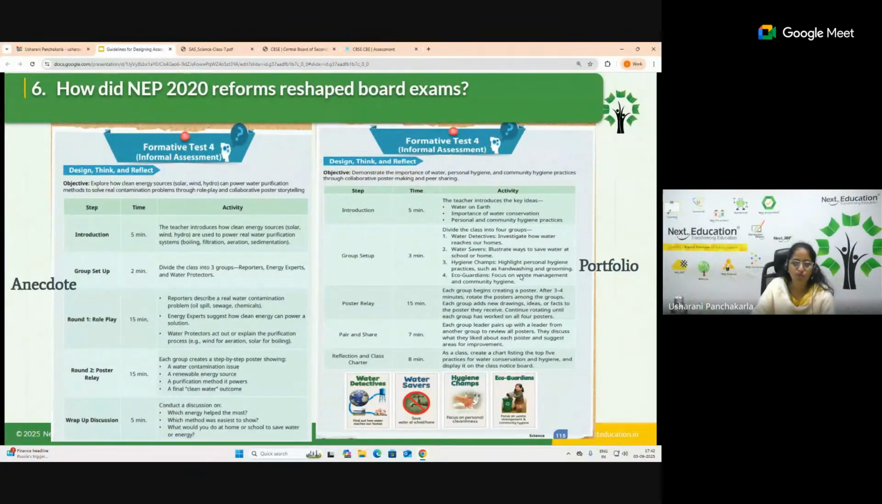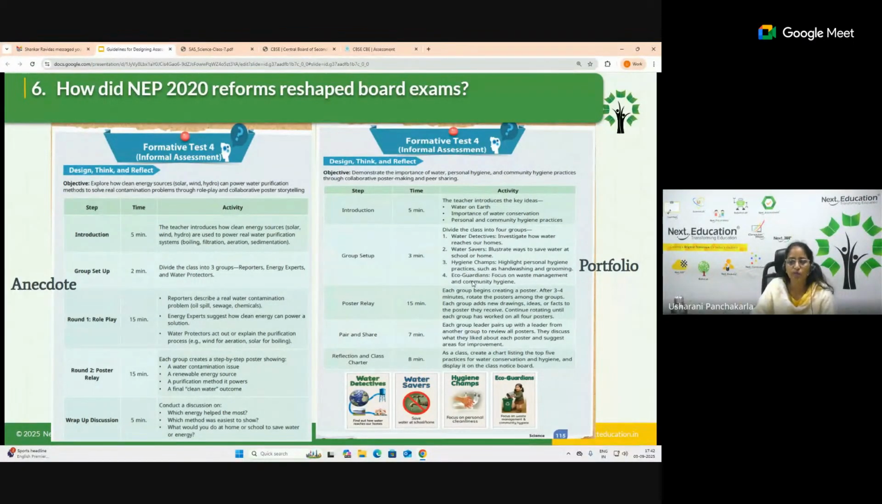Maybe if you have 4 groups like blue, red, green, and yellow, you can divide this into 4 teams, where each team will be given one role. They would be covering how water reaches our home. So they would be given that topic, and then each group begins creating a poster. After 3 to 5 minutes, rotate the poster among the groups. Whatever poster they have created will go to the second group, third group, and so on.